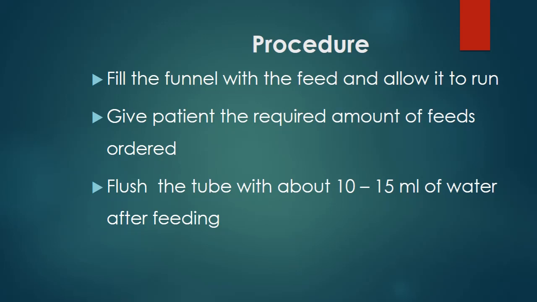Then to do the feeding, be it gravitational or bolus, we give the feed at the required amount ordered. So how do we determine that this is the required amount? Before we commence feeding, that is why we get a measuring jar or a measuring glass. We measure the volume of food that we are going to give, because these patients mostly are not conscious of their immediate environment to tell us whether they are satisfied or not. So it's important for us to measure the food.